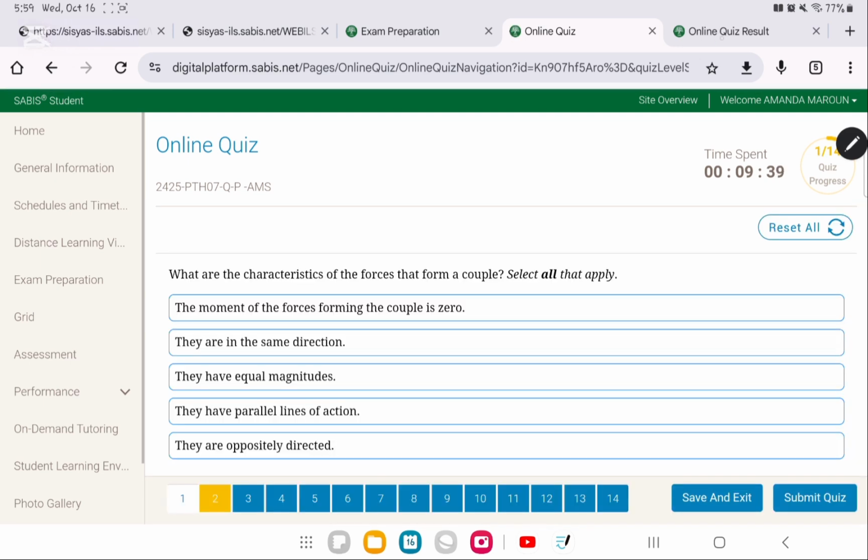Now question number 2. What are the characteristics of the forces that form a couple? A couple is, for example, the force you need to open a water bottle. When you open a water bottle, you use 2 fingers. You put one on one side and the other on the opposite side. When you turn the bottle, there is an equal amount of force being exerted by you on both sides of the cap. But the direction is different.